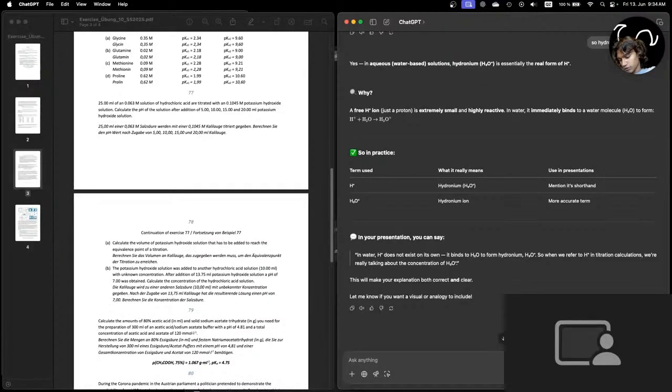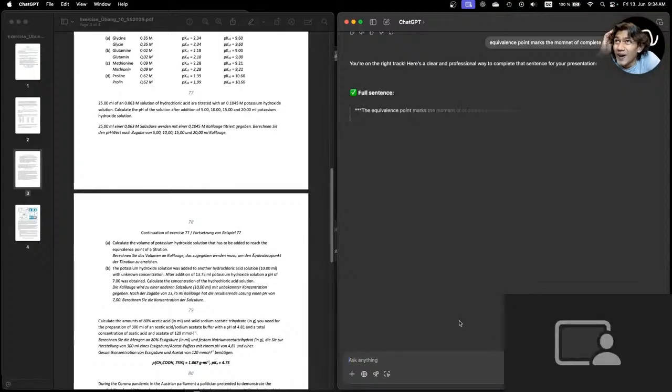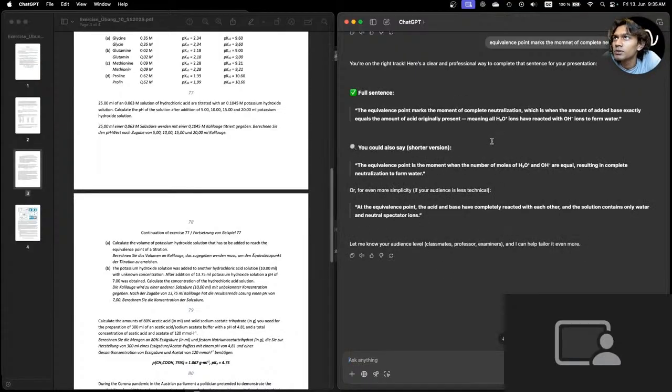Equivalence point marks the moment of complete neutralization, which is when the amount of added base exactly equals the amount of acid originally present, resulting in complete neutralization to form water.